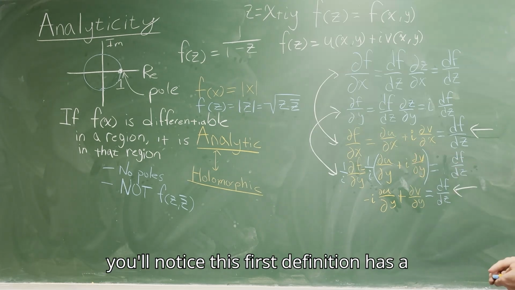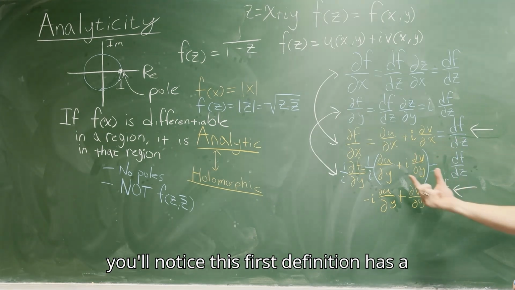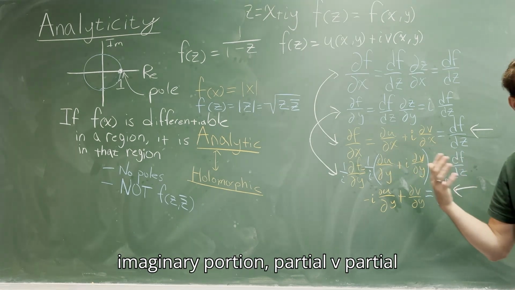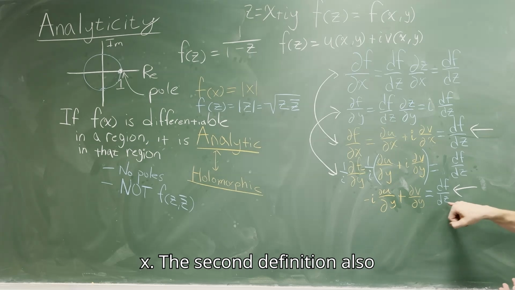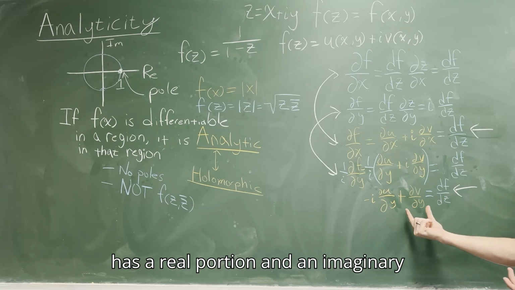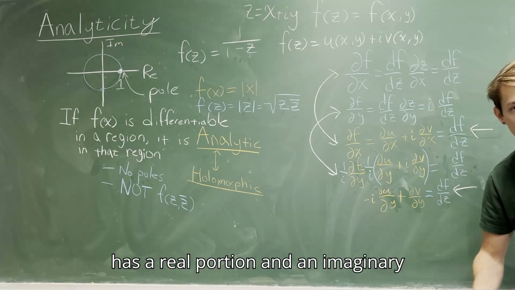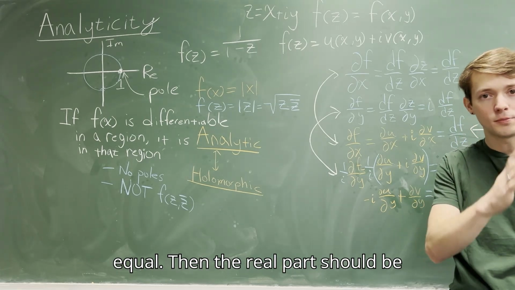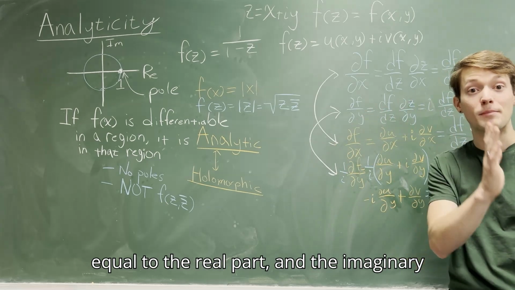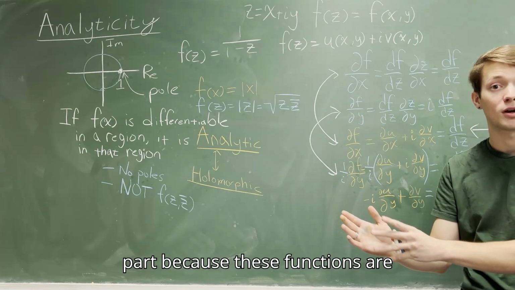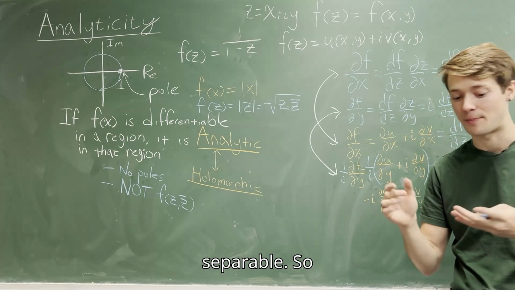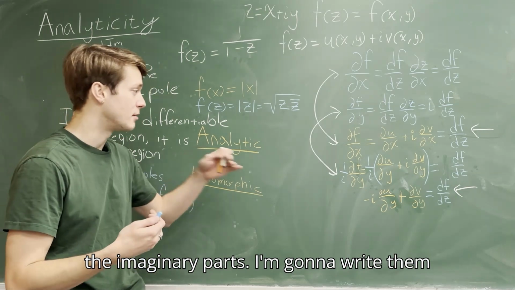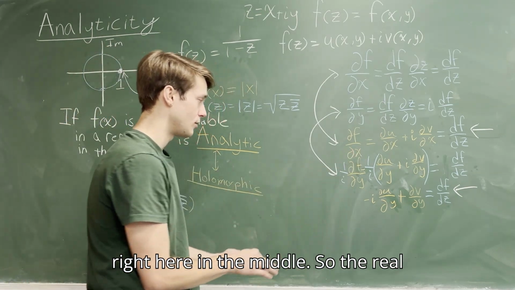And if we do that, you'll notice this first definition has a real portion, partial u partial x, and an imaginary portion, partial v partial x. The second definition also has a real portion and an imaginary portion. And if these two definitions are equal, then the real part should be equal to the real part, and the imaginary part should be equal to the imaginary part, because these functions are separable. So I'm going to equate the real parts and the imaginary parts. I'm going to write them right here in the middle.